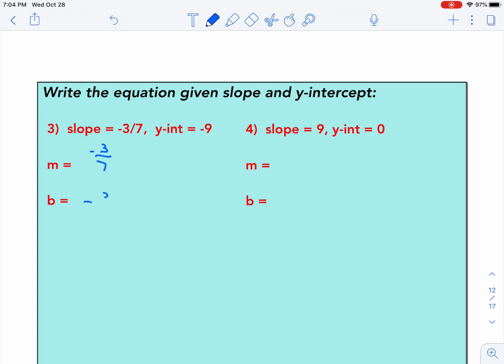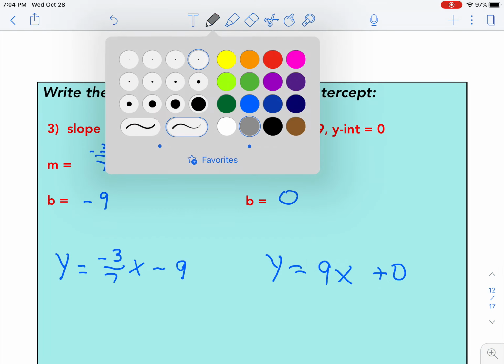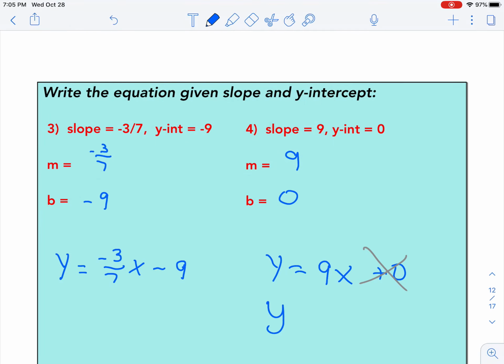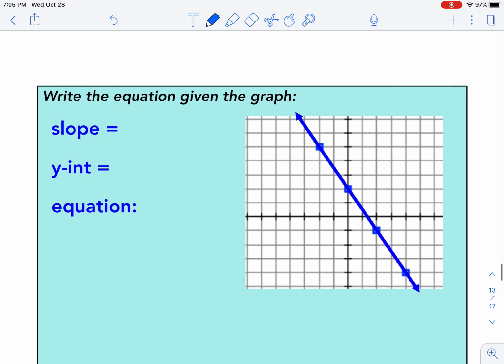All right, my slope here is -3/7. My y-intercept is -9. So you should have y equals -3/7 x minus 9, or plus a -9. Here your slope is 9 and your y-intercept is 0. So you get y equals 9x plus 0. Again, we don't need that 0, so it's more common that we would just write y equals 9x.